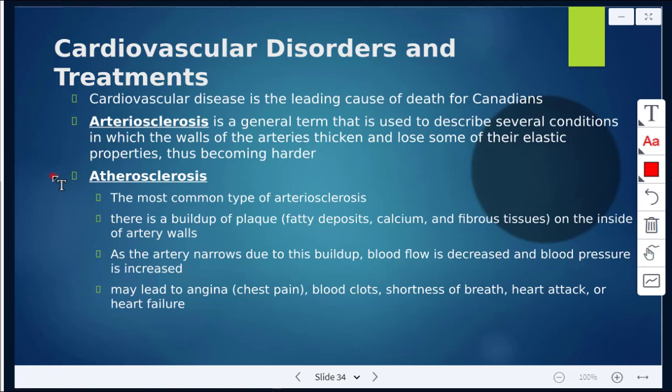Atherosclerosis is the most common type of arteriosclerosis. So basically what happens is there's a buildup of plaque, which includes fatty deposits, calcium, and fibrous tissues. This buildup of plaque is on the inside of the artery walls. So the artery narrows because of this buildup, and therefore blood flow is decreased and blood pressure is increased. And this can lead to angina. Angina is chest pain. It can lead to blood clots, shortness of breath, heart attack, or even heart failure.